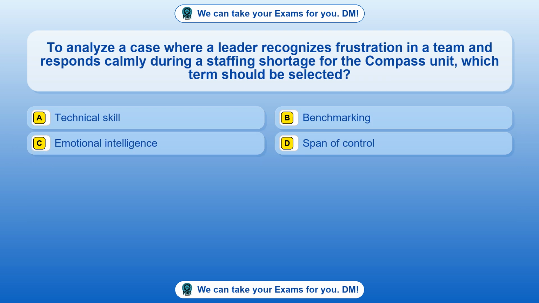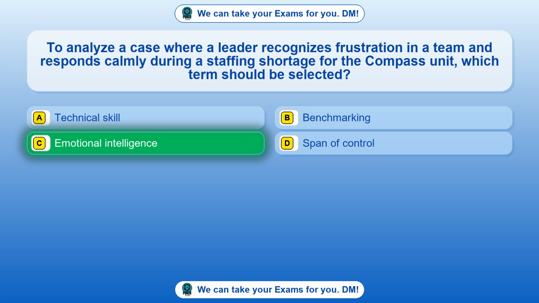Question 44. To analyze a case where a leader recognizes frustration in a team and responds calmly during a staffing shortage for the campus unit, which term should be selected? Option A, technical skill. Option B, benchmarking. Option C, emotional intelligence. Option D, span of control. The correct answer is option C, emotional intelligence.